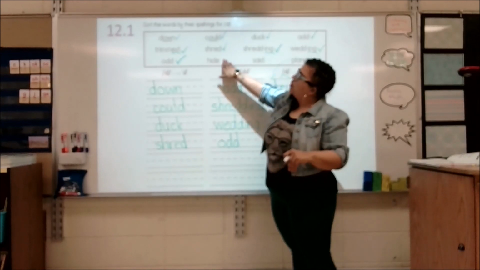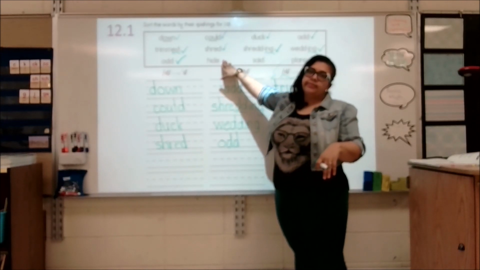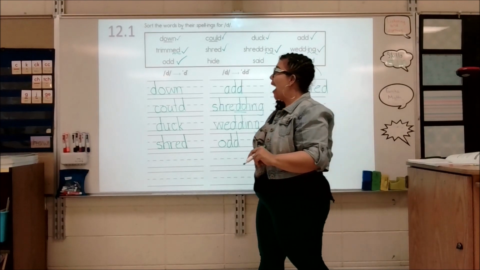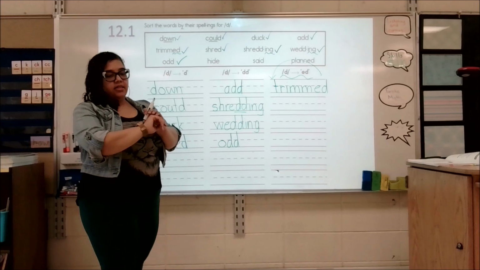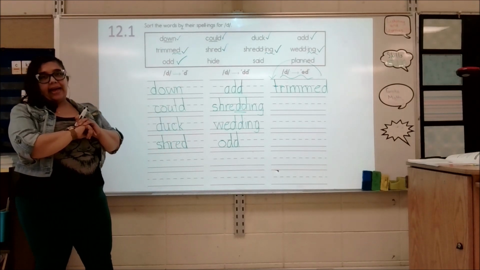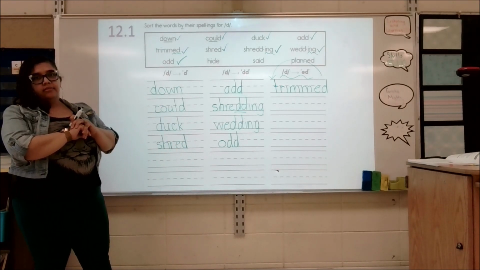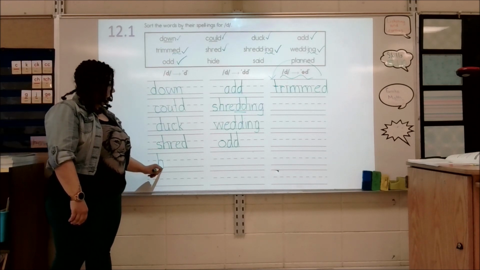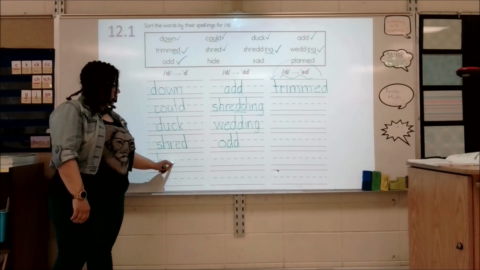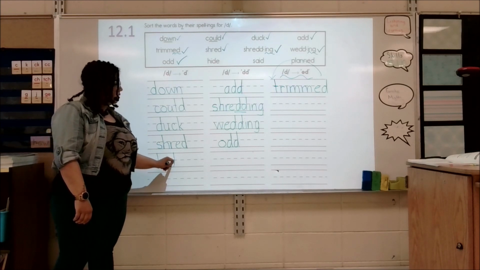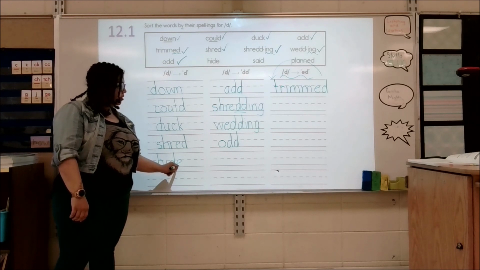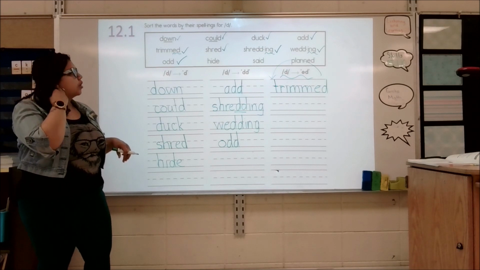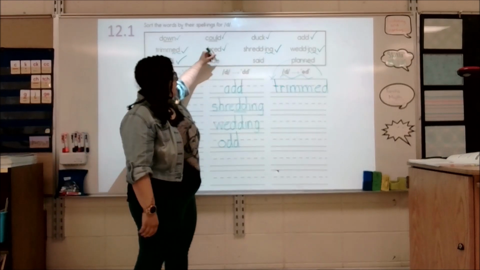All right. The next one we have is hide. Good. How is the D sound spelled in the word hide? It is spelled with the letter D. Good. This is a single D. The D in the word hide is actually the last sound, not the last letter, the last sound in this word, hide.